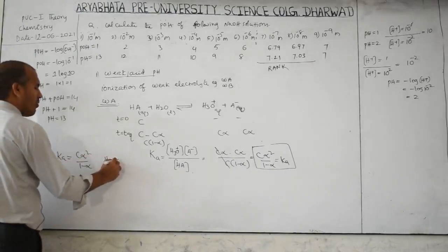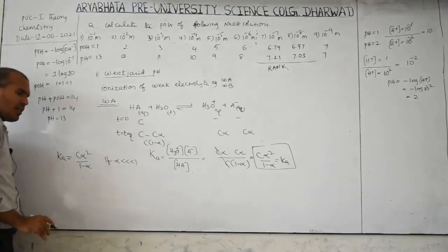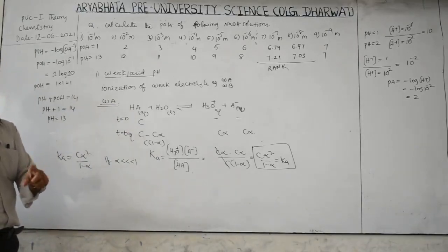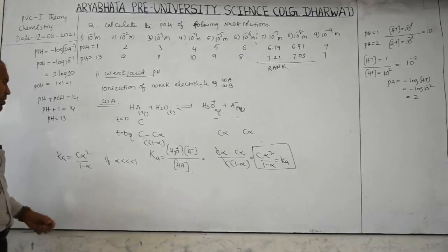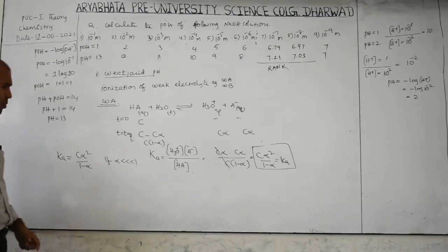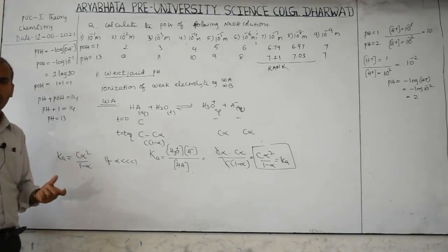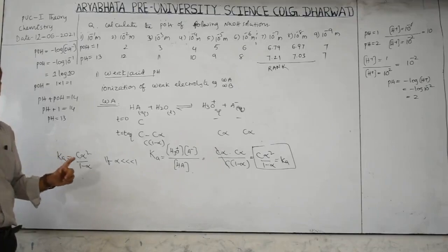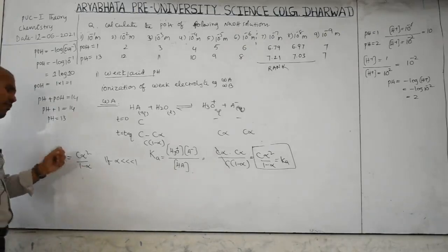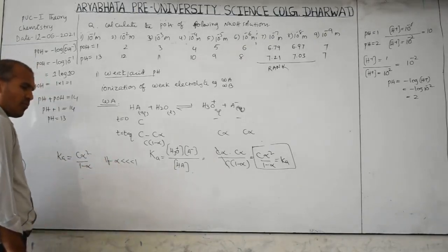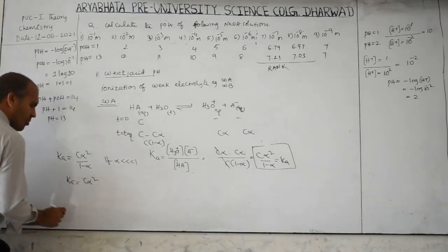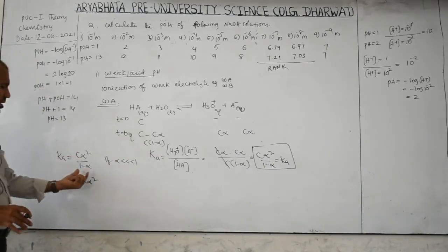If alpha is less than 1, then alpha can be neglected in 1 minus alpha. When it is neglected, you know very well, in addition and subtraction we can neglect, but when multiplication is there, don't neglect that, or division is there, don't neglect that. Already I showed that in the approximation method, less than 0.5% or less than 5%, at that time the x value or alpha value we can neglect here. So if the condition here is less than 1, then we can neglect. That time Ka is equal to C alpha square by 1. Any value by 1, that is any value only.